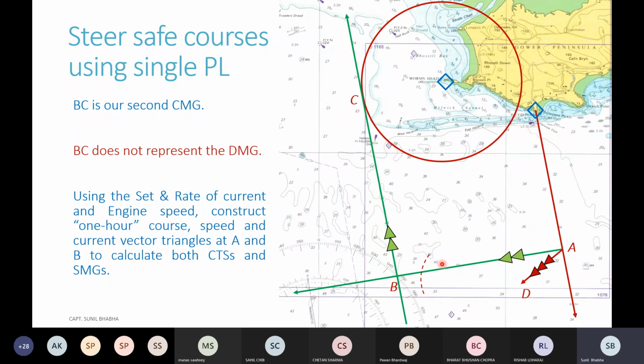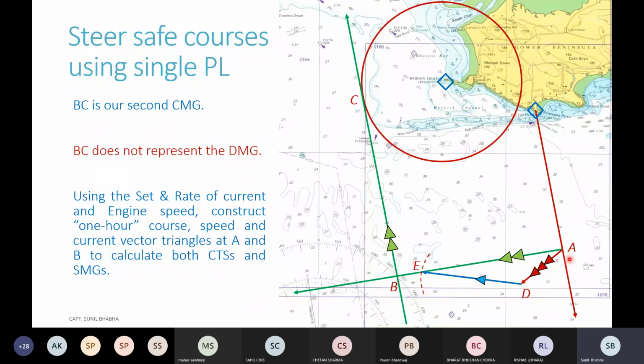You can see this arc drawn here. This arc cuts line AB, which is our course made good line, at a certain point. Let's name that point as E. Now let's join D to E, the DE line. I have joined it using the blue color vector. Now this blue color vector is our course to steer, CTS vector.